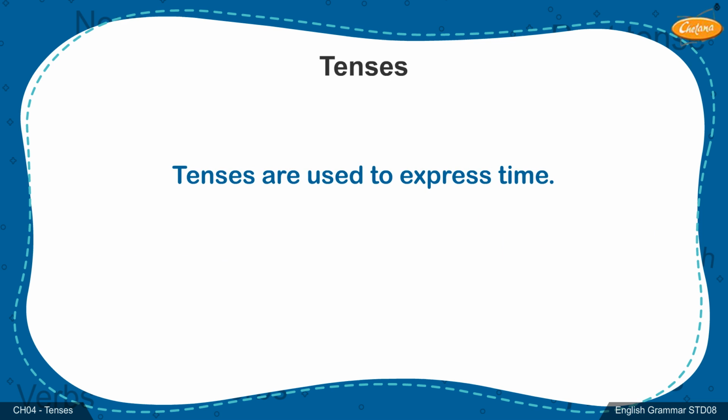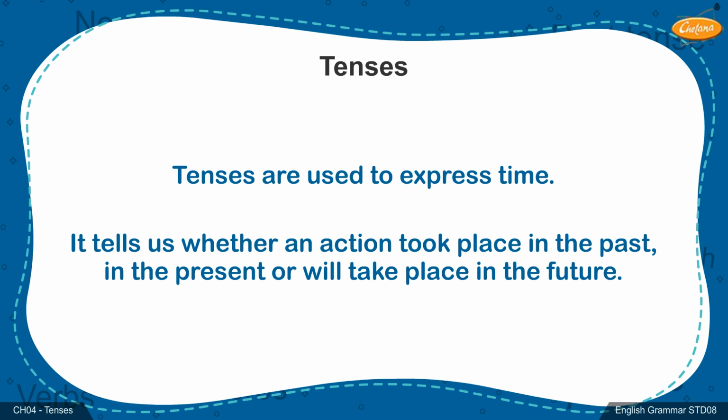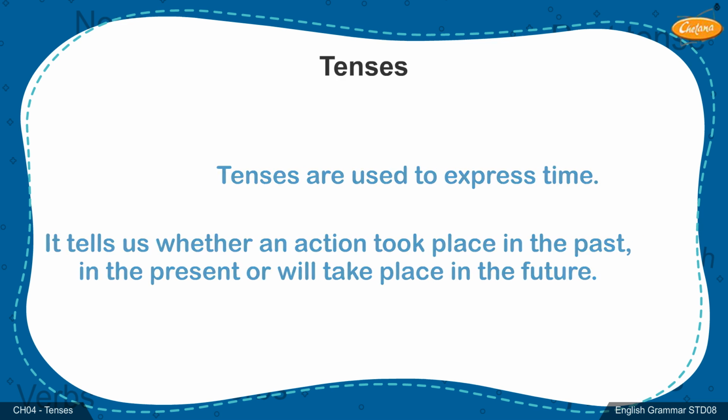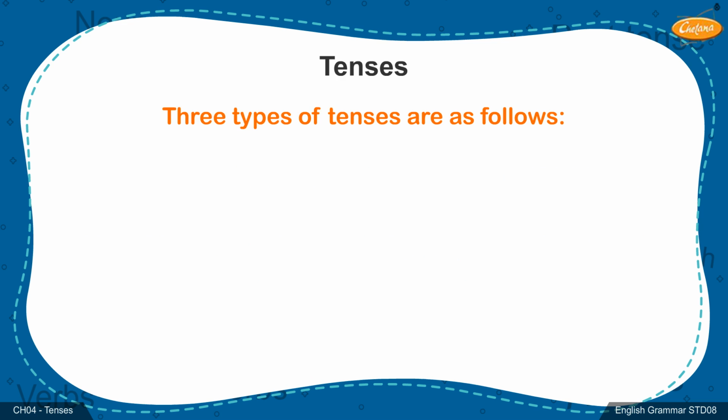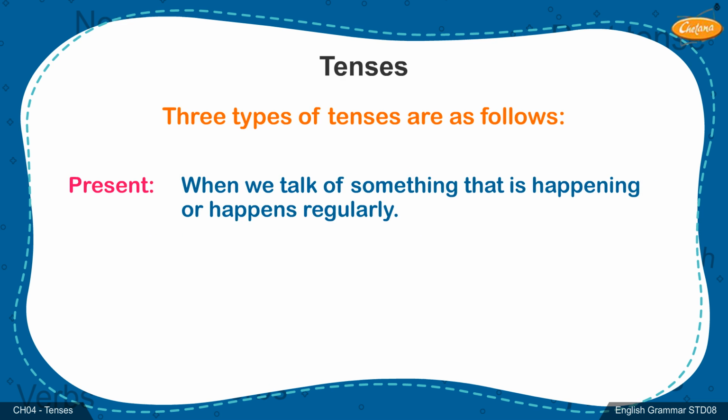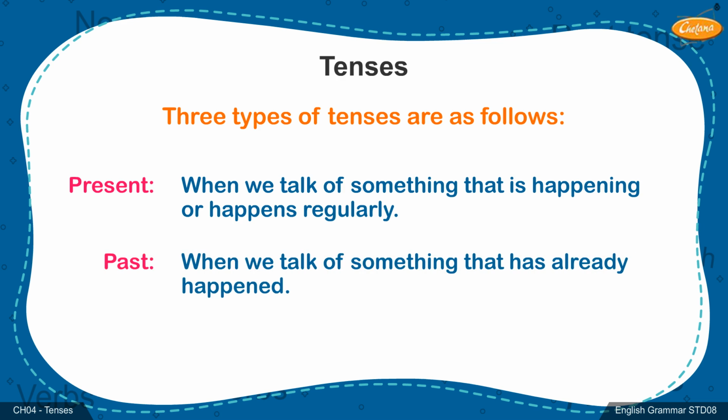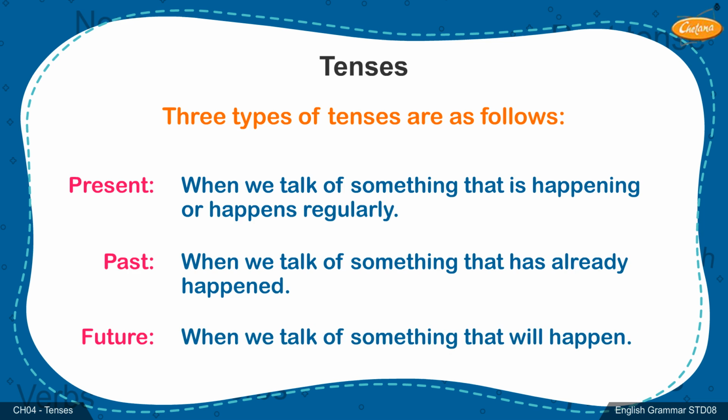Tenses are used to express time. It tells us whether an action took place in the past, in the present, or will take place in the future. Broadly, three types of tenses are as follows. Present: when we talk of something that is happening or happens regularly. Past: when we talk of something that has already happened. Future: when we talk of something that will happen.